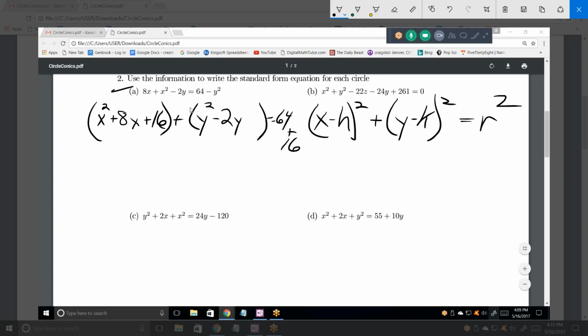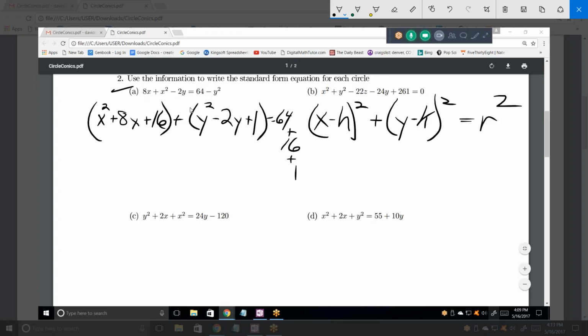And I'm going to do the same thing in the y term. I'm going to take half of the coefficient of y and I'm going to square it. So what do I need to write here? And it's always added, because even if it's a negative number, when you square it, it turns positive. So it would be negative 1 squared, which is just 1. Correct. Now, I just added 1 to the left side, I got to add 1 to the right.